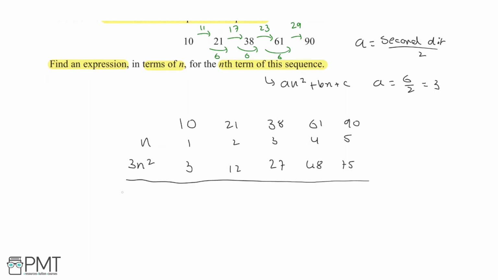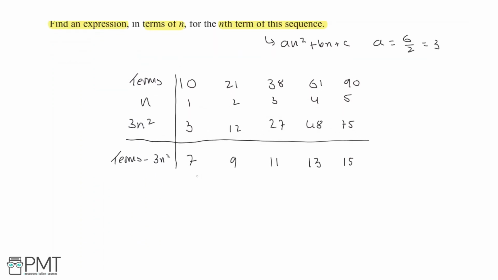Now this is our terms, and we're going to do our terms minus 3n squared. So it's 10 minus 3, which is 7. 21 minus 12 is 9. 38 minus 27 is 11. 61 minus 48 is 13. And 90 minus 75 is 15. The term-to-term rule for each of these is you add 2, so plus 2, plus 2, plus 2, and plus 2. So that means that b equals 2.